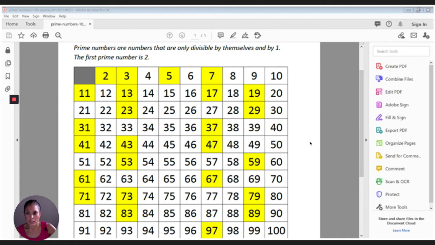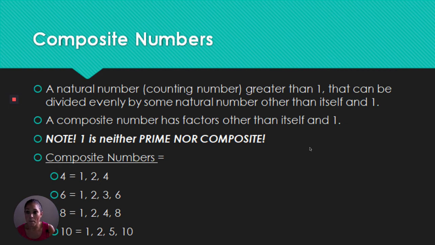So let's keep talking about composite numbers. A composite number is a natural number, also known as a counting number, greater than 1, that can be divided evenly by some natural number other than itself and 1. A composite number has factors other than itself and 1. But I need you to know this about the number 1. The number 1 is neither composite nor is it a prime. Okay, that's just a rule you need to know.